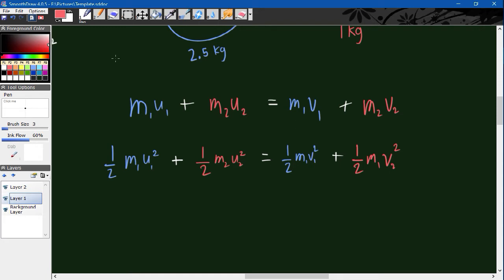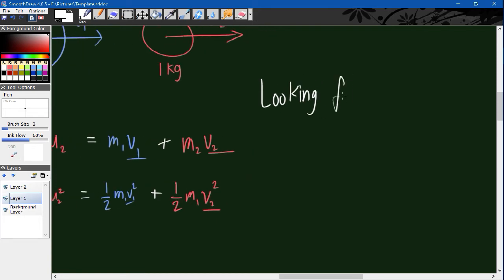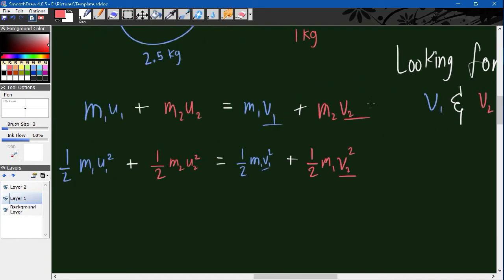Okay, so let's say we want to find these variables. We're looking for, no, that's not right. v1, and that's not how you draw an ampersand. Yeah, we're looking for these variables.